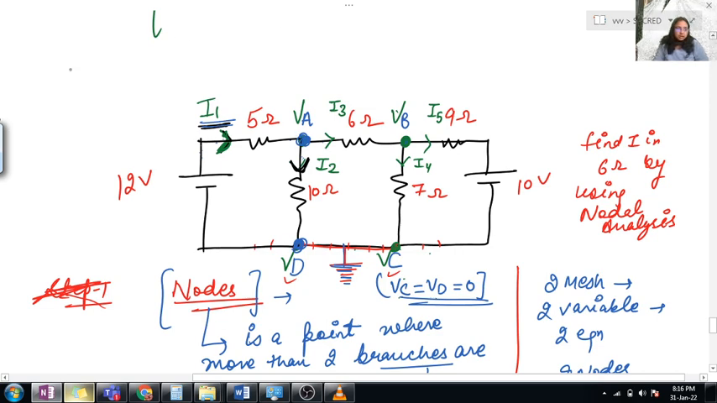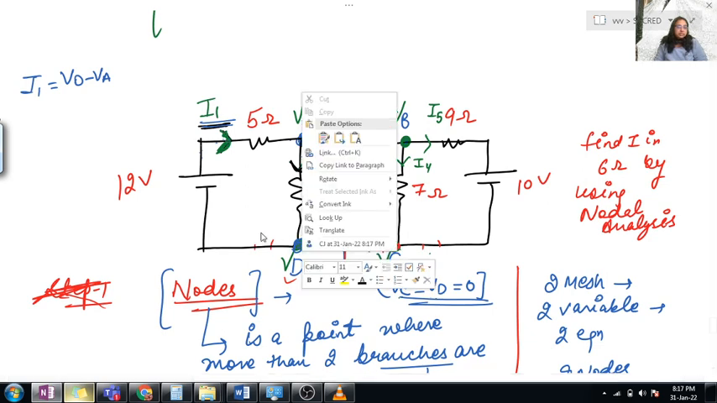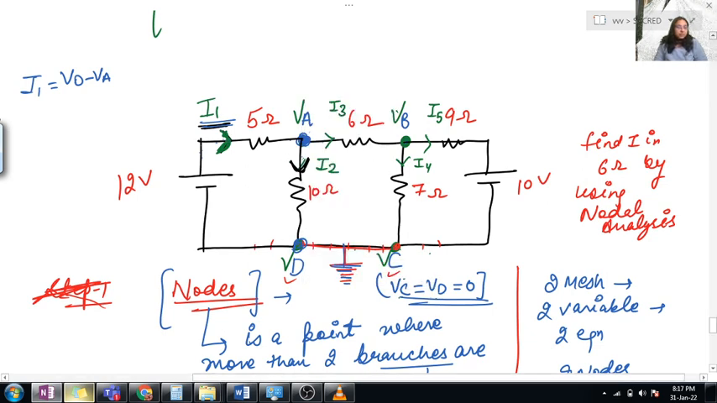So I'm writing here I1 is equal to VD minus VA, because we are considering from node to node. VD is a node and it ends at which node? VA. From where is I1 starting? From the VD node. And where is I1 ending? At the VA node. So we will mark VD minus VA. And I told you, if a battery comes in between, then the second sign of the battery will be considered. If you move from D to A, what will be the second sign? That is plus 12 divided by the resistance present in I1, that is 5 ohm. Clear?